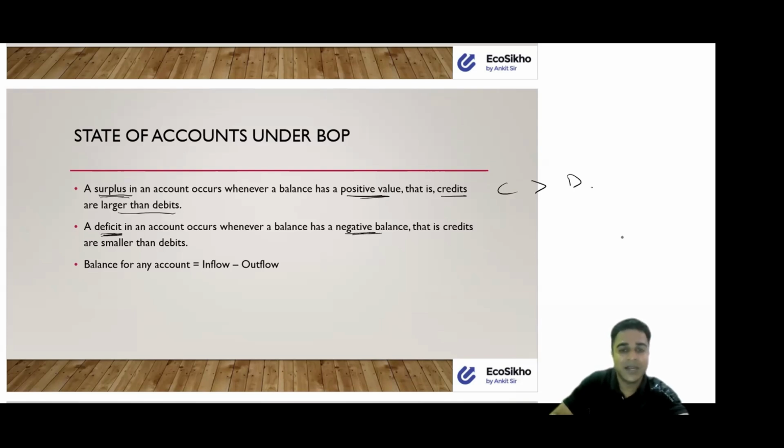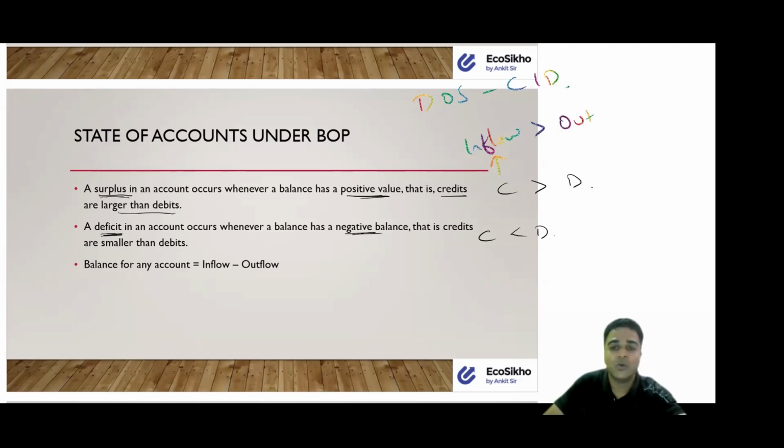And we say that the credit is less than debit. So just to remind you all, credit and debit stands for inflow and outflow. Whenever we say that there is a surplus in a balance of account, we are saying that inflows in the country are much more than the outflows. And whenever we say that there is a deficit in that country, we say that inflows in that country are much less than the outflows in that country.